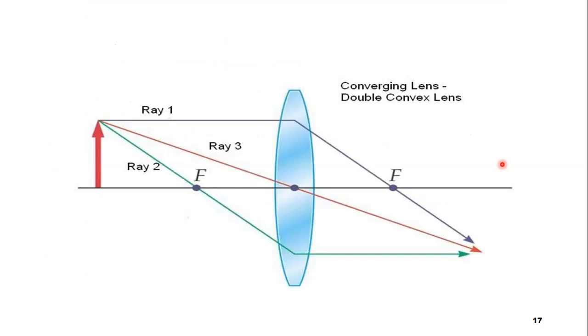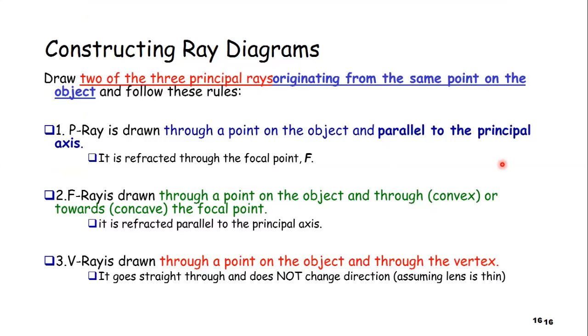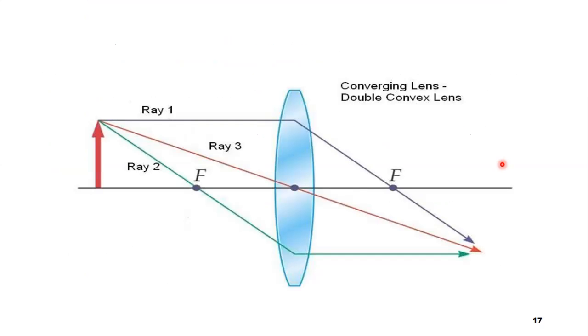And these three rules can be drawn in this figure. And here ray 1 is parallel to the principal axis and goes through the focus, and if the ray comes through the focus, it will be refracted parallel to the principal axis. And our third rule is if it goes through the vertex or optical center, then it will go straight in that way.